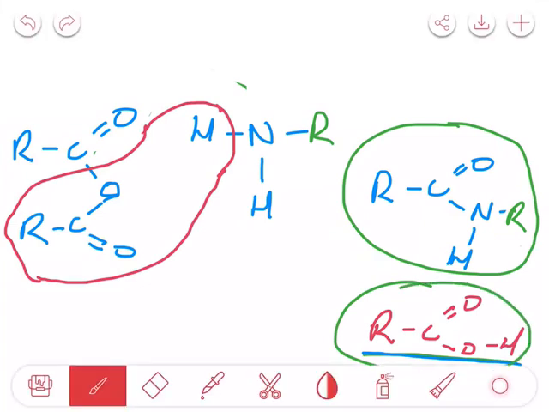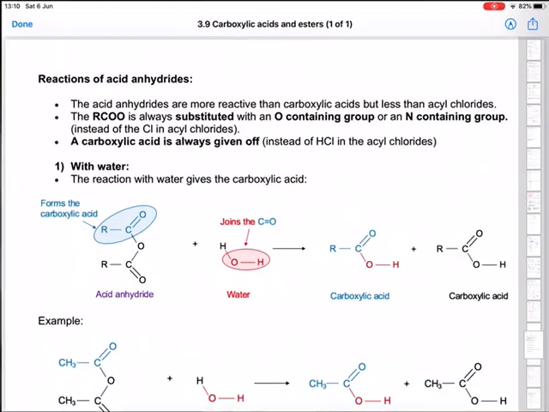This changes. If it's a carboxylic acid, we get water. If it's an acyl chloride, we get hydrogen chloride. If it's an acid anhydride, we'll end up with carboxylic acid. In all of the cases here, with the water we get the carboxylic acid. With the alcohol, we get the ester. With the ammonia, we get the amide. And with the primary amine, we get the N-substituted amide every single time.